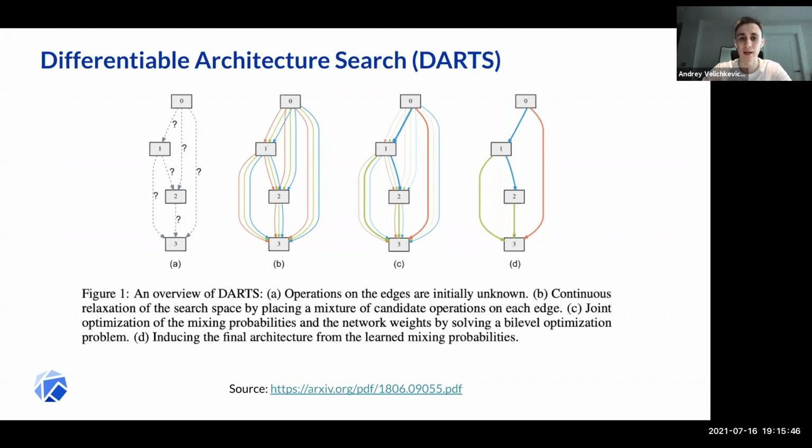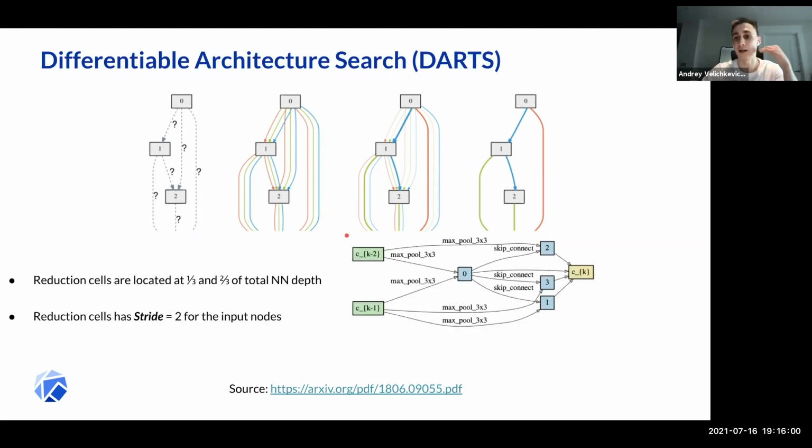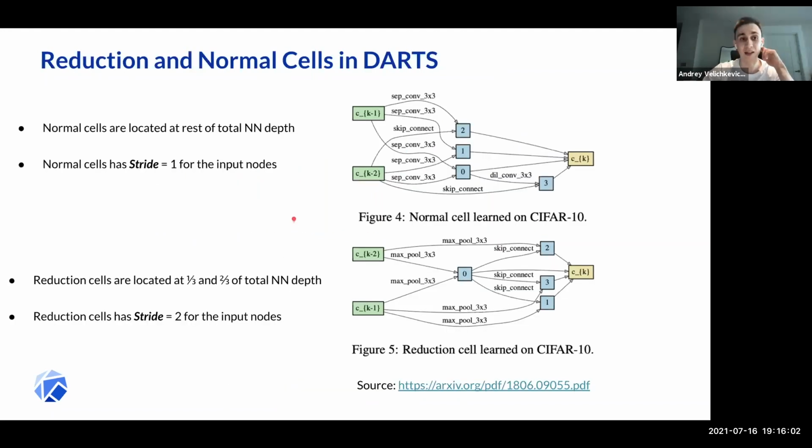So they're trying to share the weights from the training process to this method to be able to generate the best operation parameters for your architecture. Speaking about DARTS again, as I mentioned, they have normal cells and reduction cells, which are different. The reduction cells are located in this part of the neural network depth, and the normal cells are located on the other side of your depth.